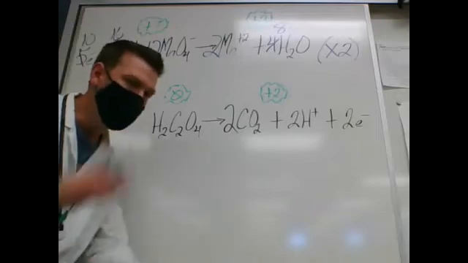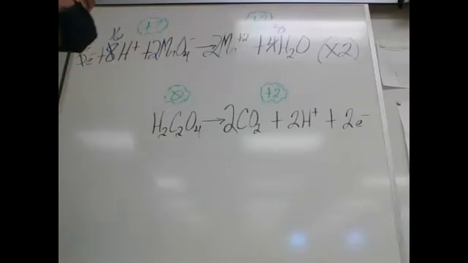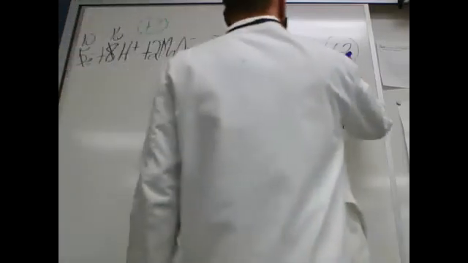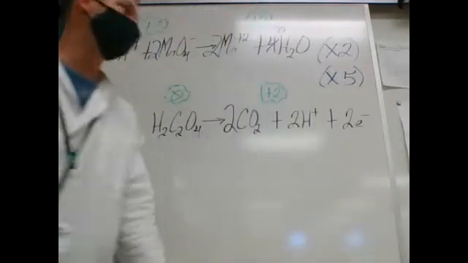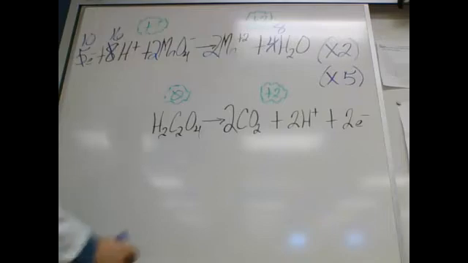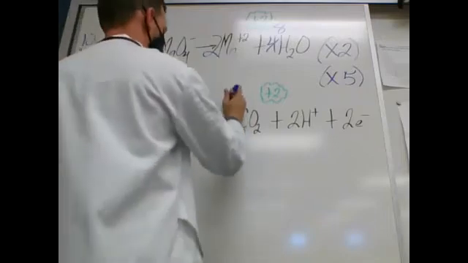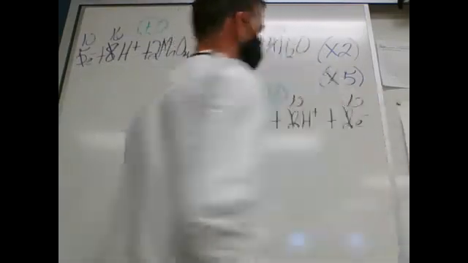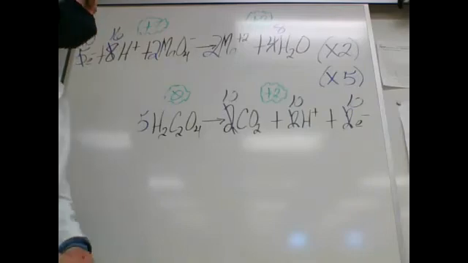What's my goal? To make the electrons the same. Remember, we're getting the 10 electrons, so the bottom equation is going to be multiplied by... Very good. Let's multiply the bottom equation by 5, which is going to put a 5 here, a 10 here, and a 10 here, and a 10 here. Stop me if you need to. I'm happy to answer questions.